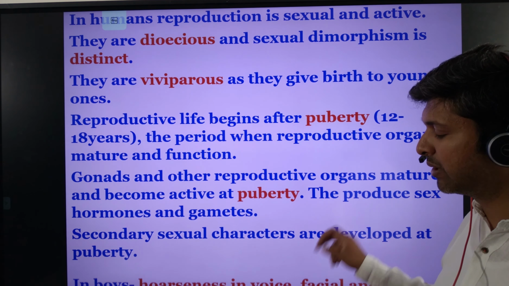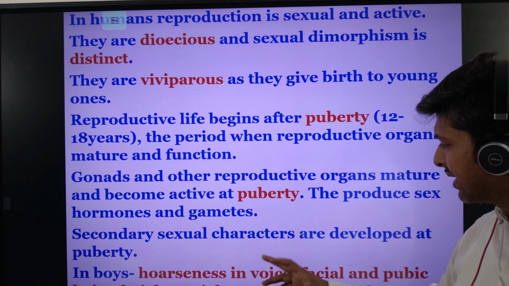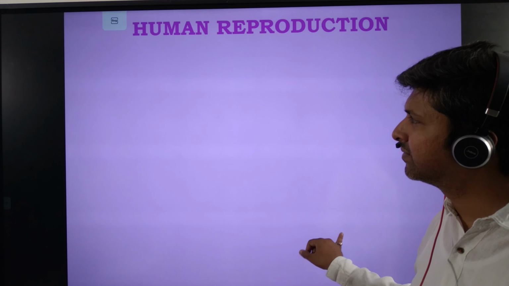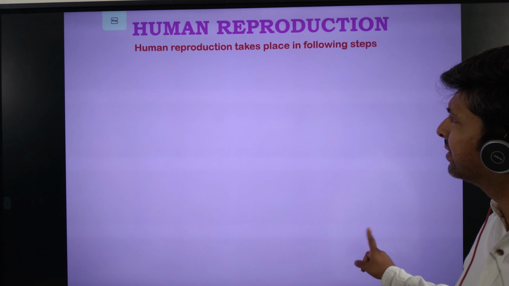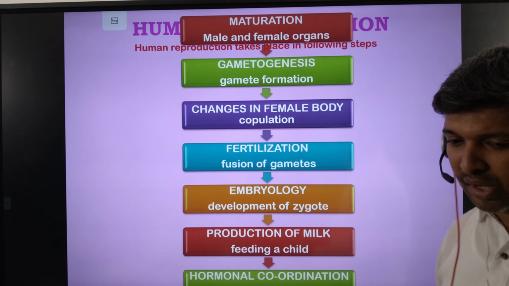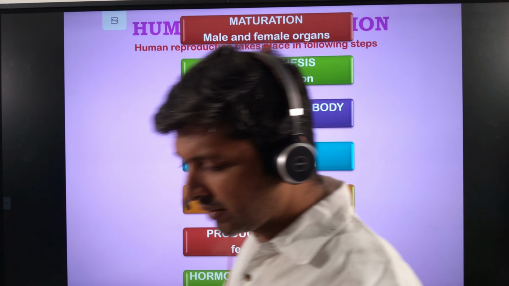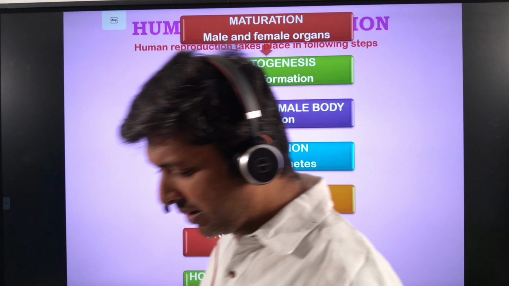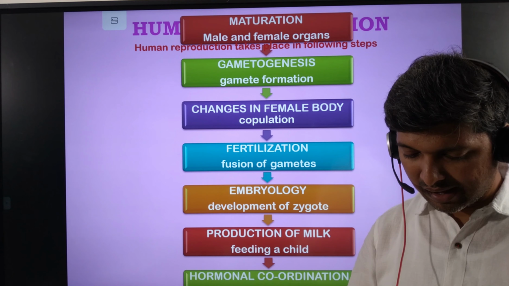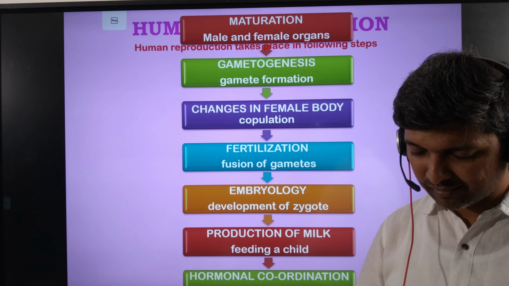ओके, एंड in boys and girls, I've told you what are the changes, secondary sexual characters which occur in males and females. Now here we are having the following steps. Yeah, these are the following steps which are involved in the human reproduction. Human reproduction में ये following steps यहाँ पर है. ठीक है, आपको दिखाई दे रहा है.